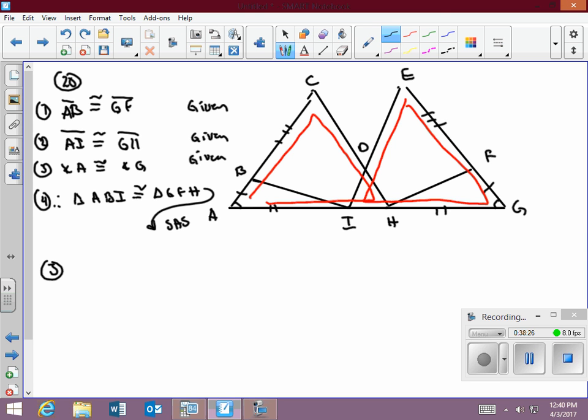1, 2, 3, 4. I got therefore one triangle. Now I can say 5. I need additional information to do that. So what do I have to do? If you're going to do that one, well, you're going to need line BC is congruent to FE.